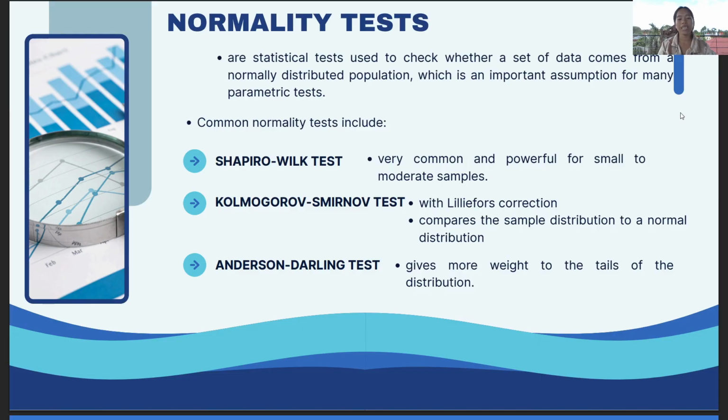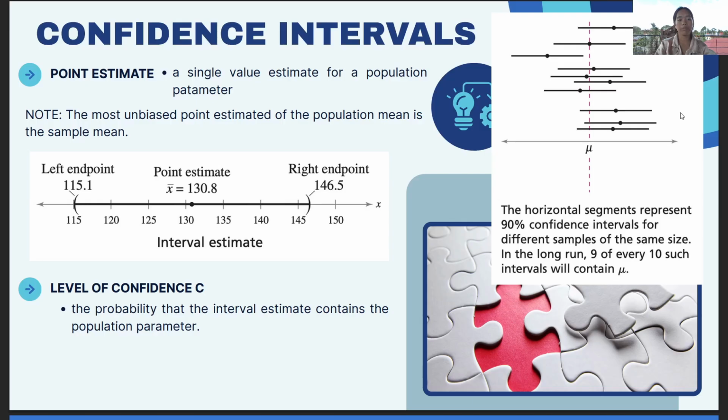The Shapiro-Wilk test is very common and powerful for small to moderate samples. And the Kolmogorov-Smirnov test with Lilliefors correction compares the sample distribution to a normal distribution. And then last, we have the Anderson-Darling test. It gives more weight to the tails of the distribution.